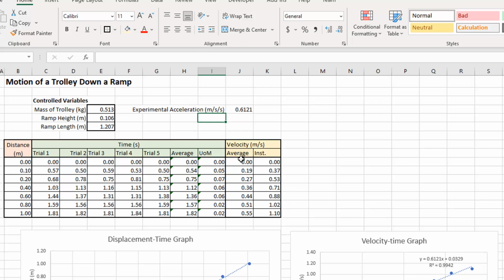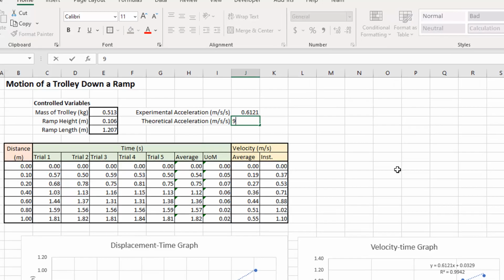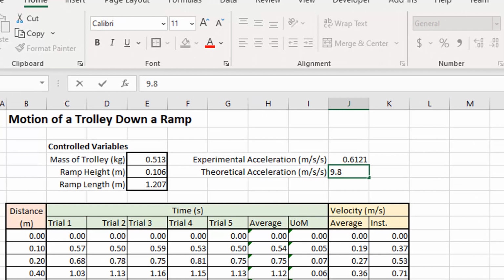Okay, my theoretical acceleration, theoretical acceleration in meters per second squared. We can calculate this, and I'm not going to derive this for you, but let me just tell you. So the theoretical acceleration down the ramp is, well, we start with the acceleration of an object in free fall. If I drop an object, it accelerates at g, 9.8 meters per second squared. But we're not dropping it in free fall, we're letting it roll down the ramp.